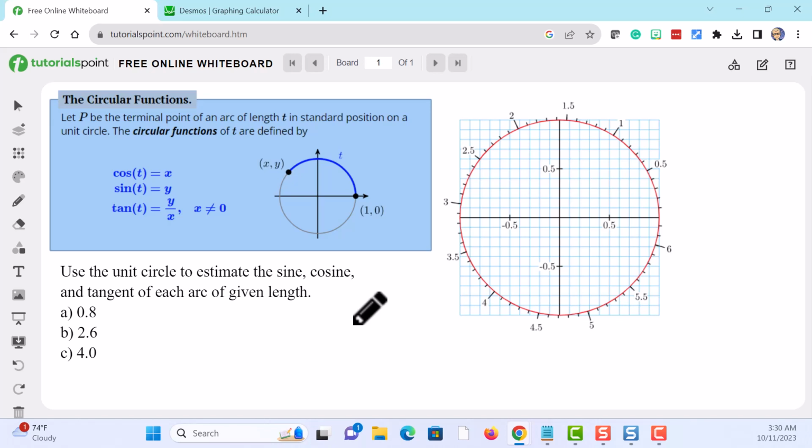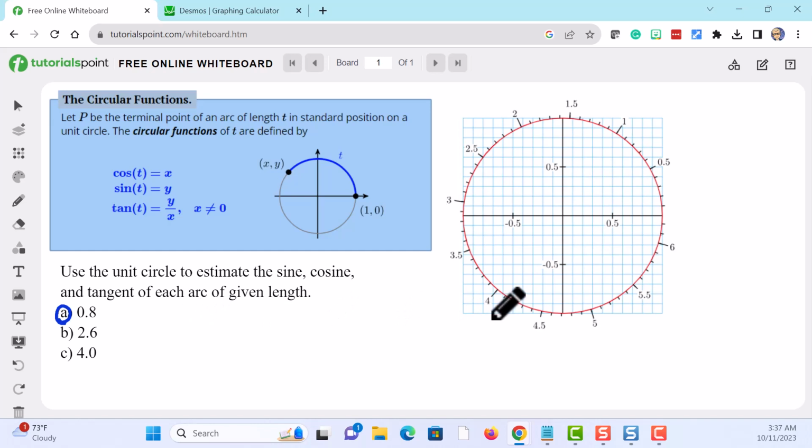In this video, we're going to use the unit circle to estimate the sine, cosine, and tangent of each arc of given length. Let's start with part A. We have an arc length of 0.8. So the first step is to draw an arc length of 0.8 in standard position. So we come over and we start at 0, and then we measure counterclockwise a distance of 0.8.